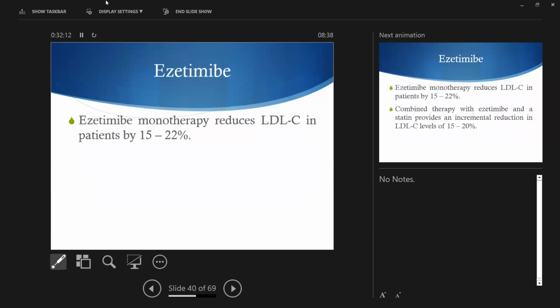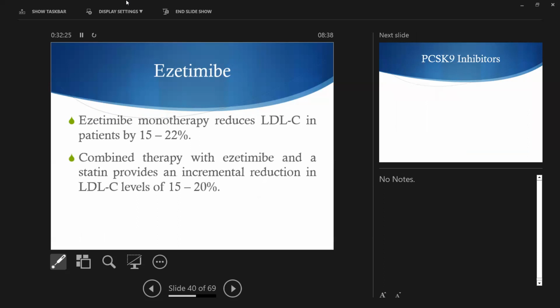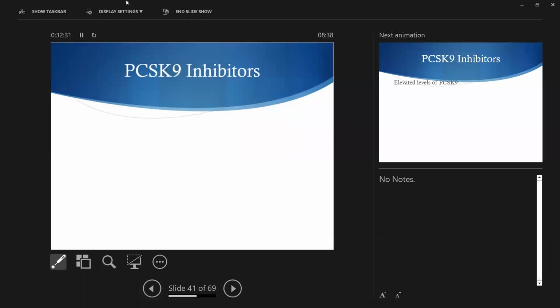Ezetimibe is generally not given as monotherapy. Almost always it is given in addition to statin to produce further lowering. But very rarely, in statin intolerant patients, it may be given as monotherapy. It may reduce LDL by around 15 to 22%. Combined with statin, it can produce a further reduction of 15 to 20%. In patients who don't tolerate high dose statin, you can reduce the dose of statin and add ezetimibe.